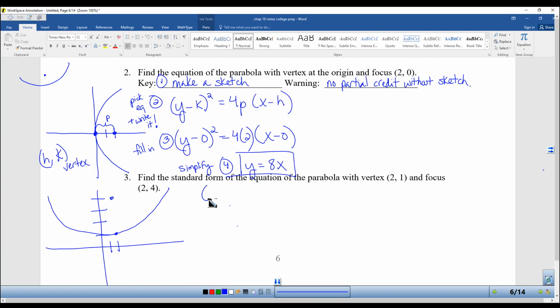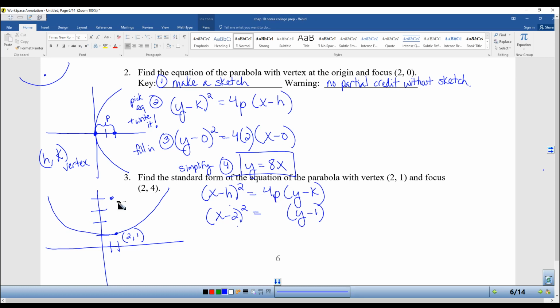So equation A says (x minus h) squared is equal to 4p times (y minus k). So step 3, I'm going to fill it in. My vertex is (2, 1). Remember, the x coordinate always goes with the x. It's not in the order that they appear. So (x minus 2) squared is equal to y minus 1.